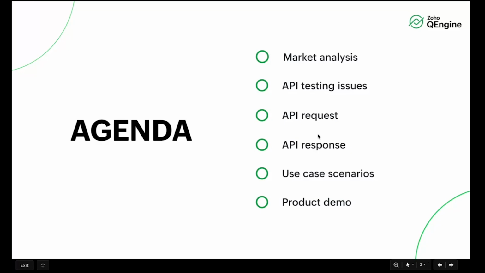And then we'll be looking at Zoho QEngine. How does Zoho QEngine help with API testing? We'll be starting off with how Zoho QEngine helps with creating API requests or API calls, and then how Zoho QEngine assists with the API responses that you get for each of these API calls. And then, of course, to understand all of the theory, we'll be discussing 3 use case scenarios to understand how APIs are used in real-world cases.